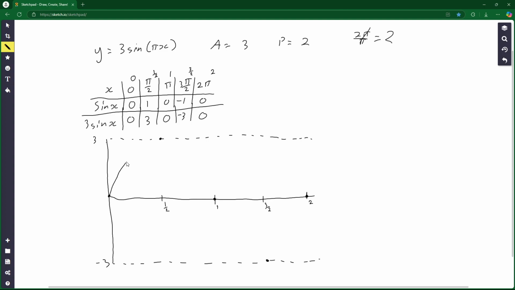Our graph is going to go up, and then down, and then back up. Sorry for the shaky line, that's all you're going to get. And then don't forget to draw your arrows, because those are very important. I forgot to draw them on the last one, but whatever, now you know.